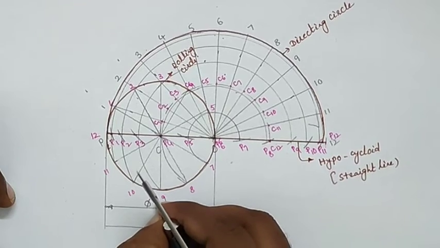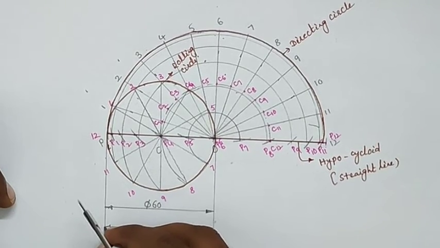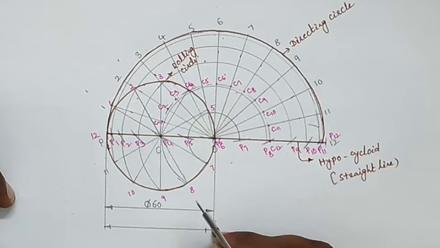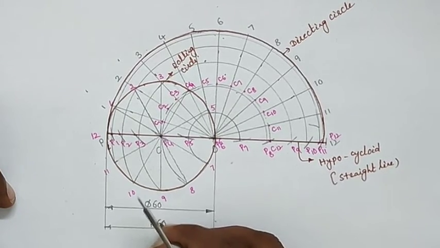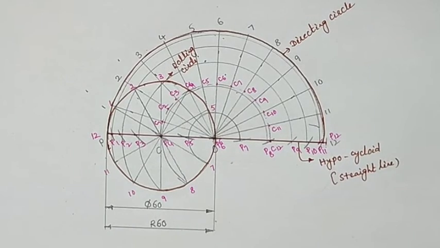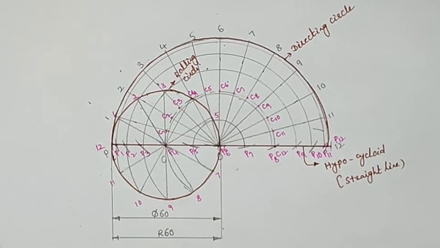So this diameter is 60, and also the radius of the directing circle is 60, which they are giving in our problem. So like that we will give the dimensioning also. So these are the different problems for constructing the cycloid.